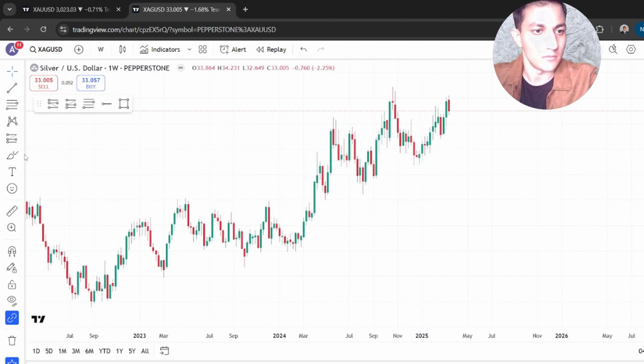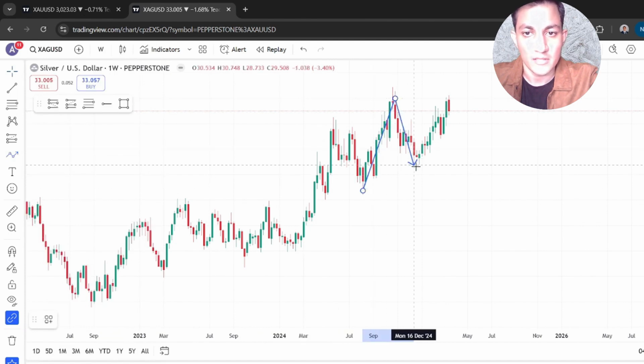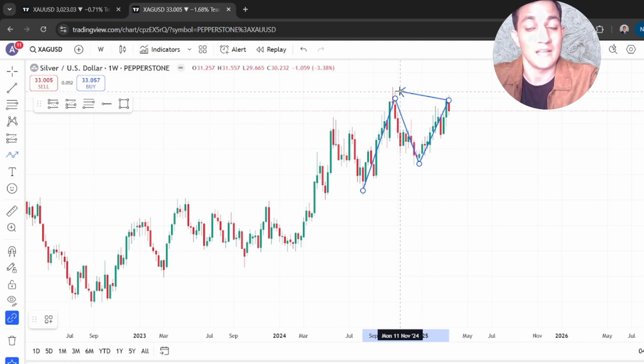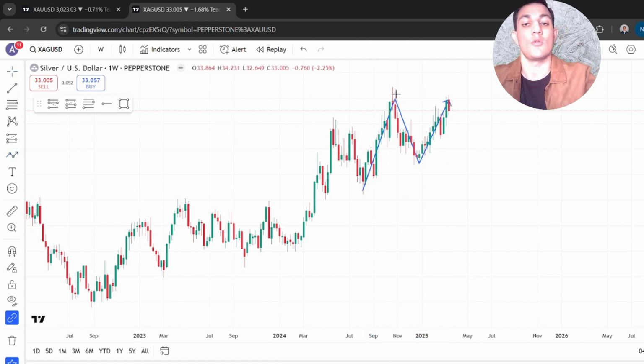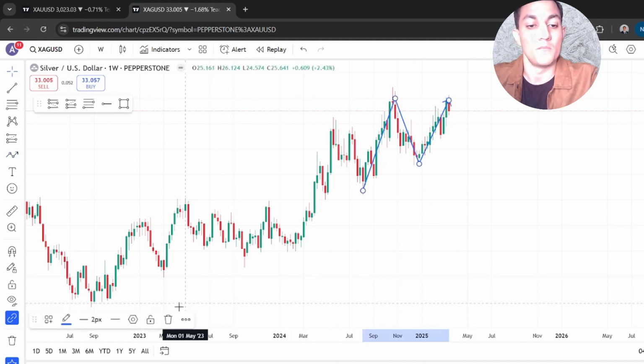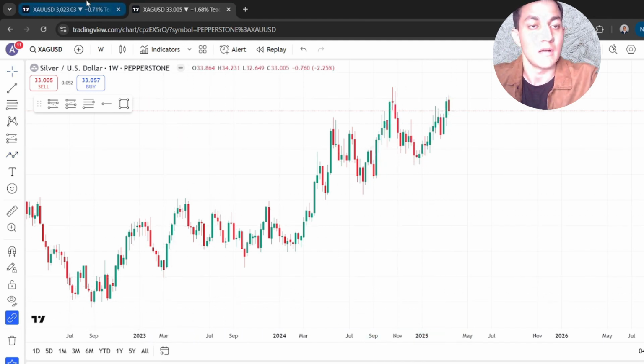Whereas for silver, where's the path tool? Silver, this is your move here, right? And we still haven't even taken out these highs here. We still have not taken out these highs here. That is not good at all. That's not what you want to see at all. And that tells us that we're nowhere near as bullish on silver as we are on gold.